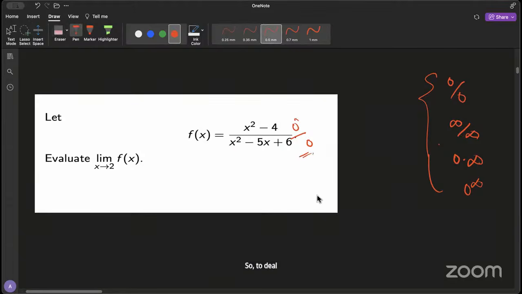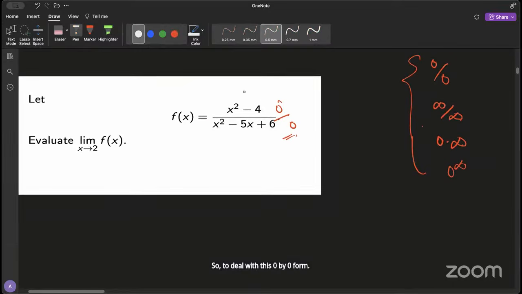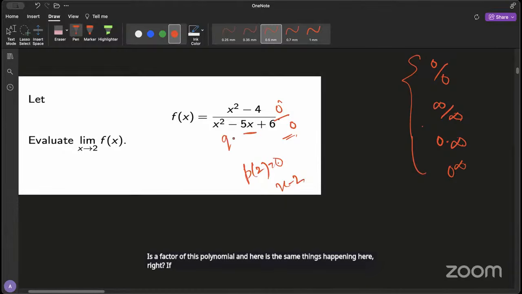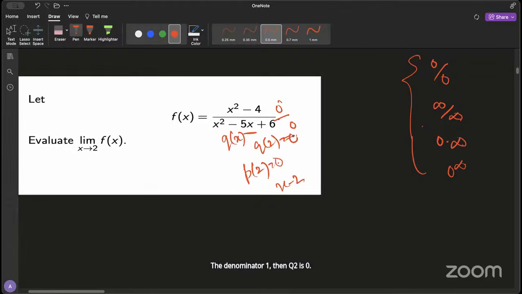So to deal with this 0 by 0 form, one way is to factorize, because we know if you're getting 0 here and it's a polynomial too, that means you have a factor here. When I substitute 2 in this polynomial, I get 0. That means 2 is a zero of this polynomial, so x minus 2 is a factor of it. The same thing is happening here. If I call this polynomial q(x), the denominator one, then q(2) is 0. That means x minus 2 divides both the numerator and the denominator.